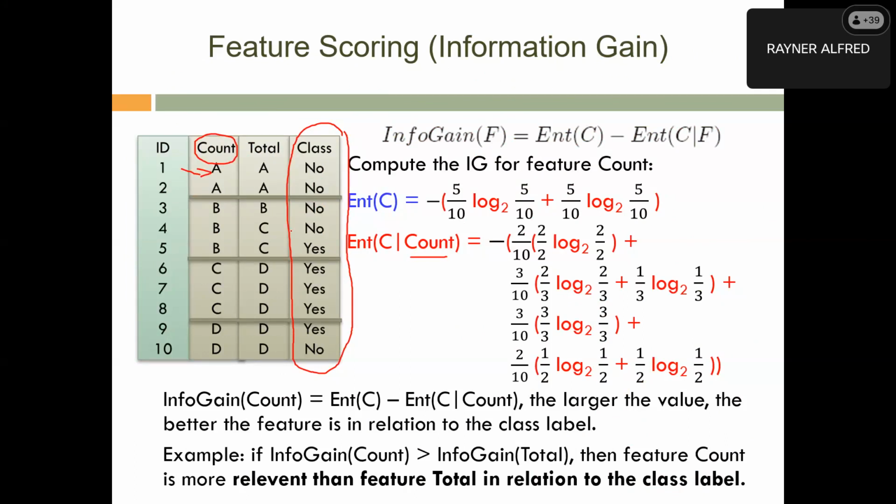A, B, C, and D. So for A we have 0, and the weightage is 2/10 because we have 10 values. And for the B, we have 2 no and 1 yes, so that's why we have this. And then the weightage is 3/10. And for the C, we have 3 yes. And then for the D, we have 1 yes, 1 no. So that's why we have this one. So we solve this problem.